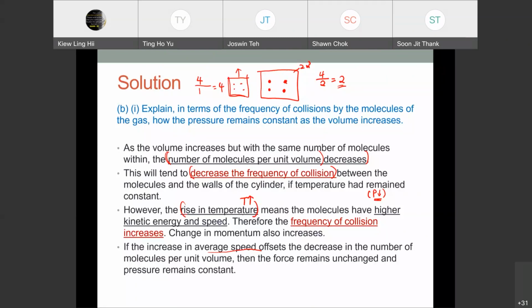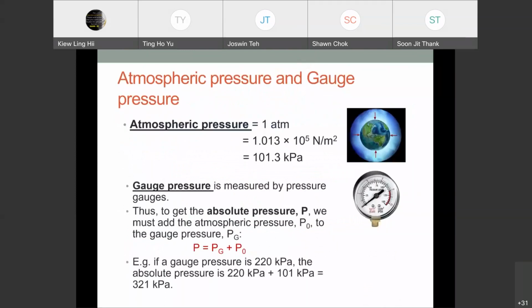So what will happen if you would like to increase your volume but keep your pressure constant? Then you have to increase the temperature. All right, so this is the explanation of how you could increase the volume of the gas while still keeping your pressure the same. Okay, so next, move on to the calculation.